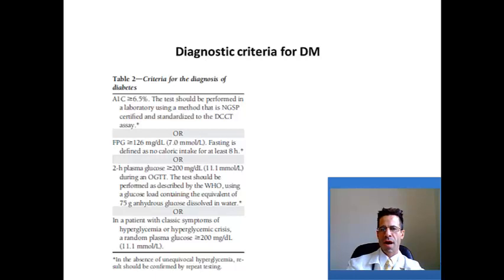And lastly, a 2-hour plasma glucose during the oral glucose tolerance test. This is using a 75-gram load of glucose dissolved in water and checking the sugar at 2 hours after the glucose test. It should be less than 200. If it's 200 or greater, this is one of the criteria for diabetes.